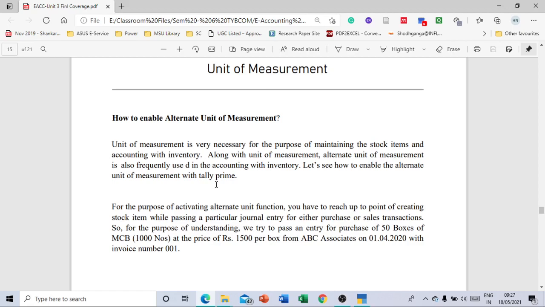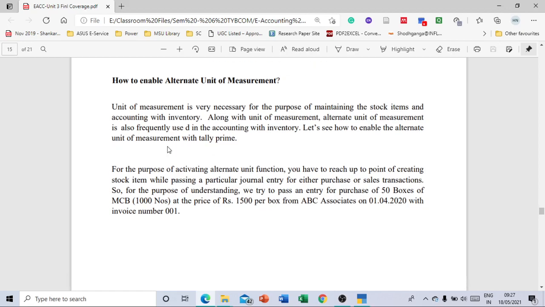Let's see what theory is given in the material. The unit of measurement is very necessary for maintaining the stock item and for accounting with inventory. That's what I already told you. Along with the unit of measurement, the alternate measurement is also frequently used in accounting with inventory. Let's see how to enable this alternate unit of measurement with Tally Prime.